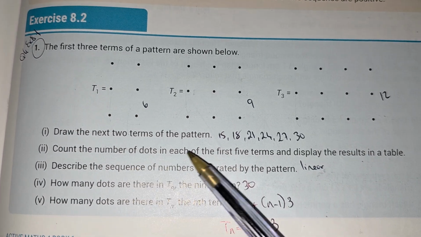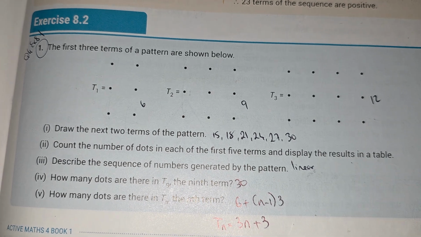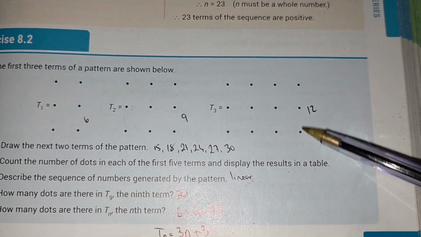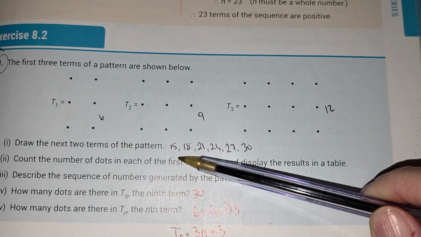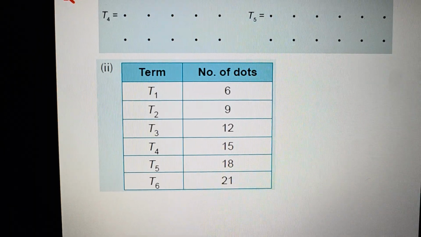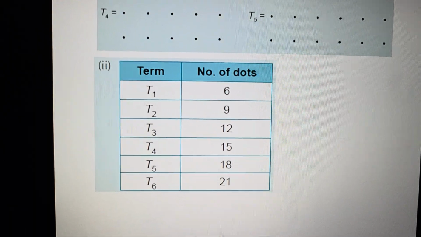Okay, count the number of dots in each of the first 5 terms and display your results in a table. So again, there's 6 dots here, there was 9 dots there, there's 12 dots here, there'd be 15 in term 4 and there's 18 in term 5. Okay, so there's my table.